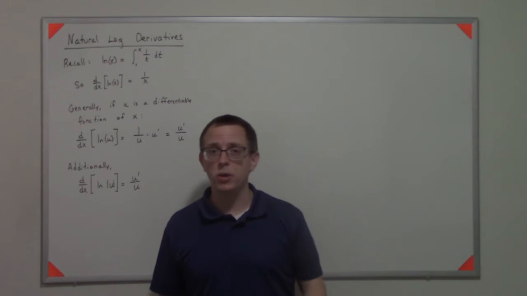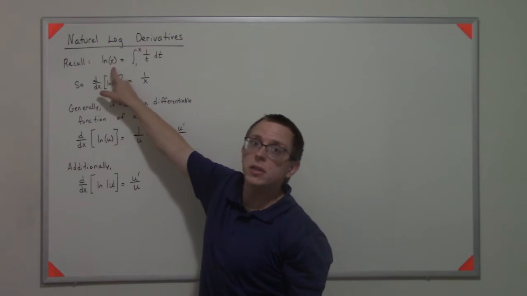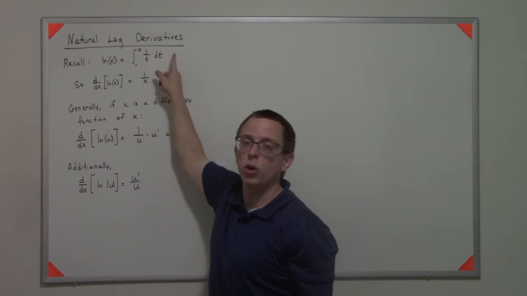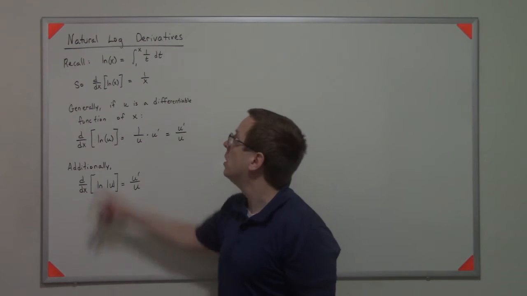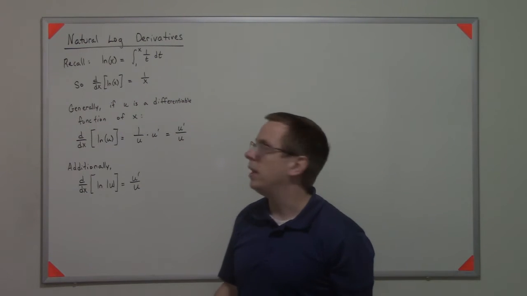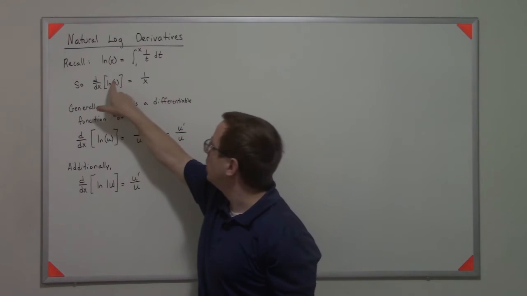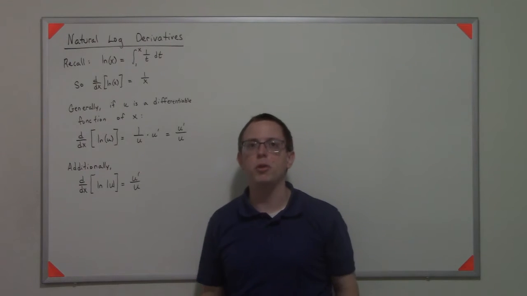So we've talked about the natural log a bunch, and we've talked about its definition over and over, that it's defined as the definite integral from 1 to x of 1 over t dt. So by the second fundamental theorem of calculus, its derivative is equal to 1 over x. Right? That's the definition. This is an antiderivative, so therefore its derivative returns the original function. That's the second fundamental theorem of calculus.